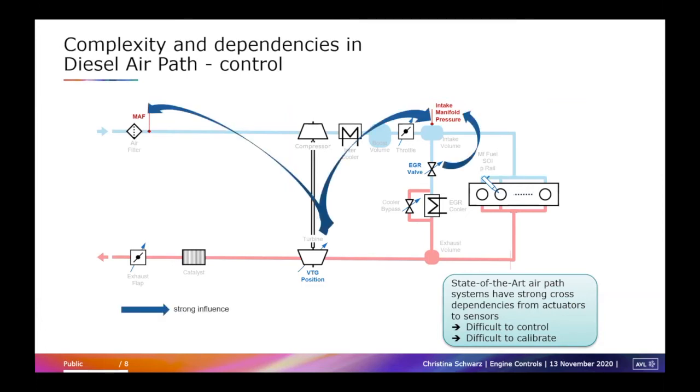Now, the problem is that the actuators have strong influences on the sensor values. This is indicated with the blue arrows in the figure. The trade-off between performance and robustness is conflicting crosswise in the coupled MIMO system.